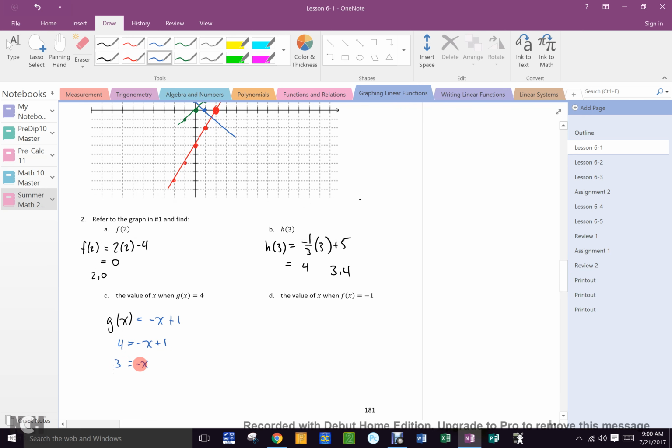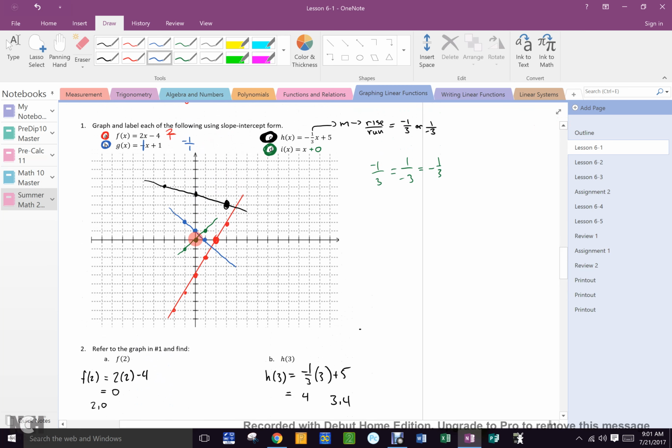Negative X equals 3, but I don't want negative X, I want positive X. So X equals negative 3, right? What's the ordered pair there? By dividing by negative 1. Same way I've been doing it since I learned algebra in the 7th grade. What's the ordered pair here? Negative 3, 4. Now let's go up to our blue line and see if negative 3, 4 is on it. Negative 1, 2, 3. 1, 2, 3, 4. It is. Because that line would go right through it.